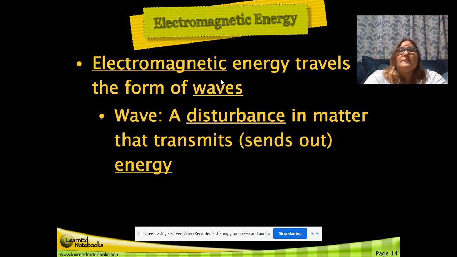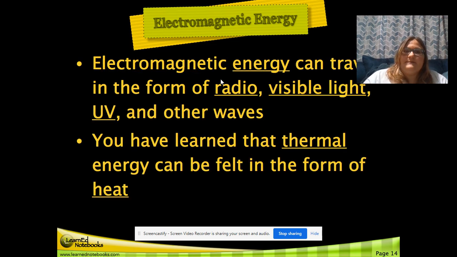A wave is a disturbance in matter that transmits, meaning sending out, energy. Remember, if I hit my desk, I'm not throwing matter everywhere. Pieces of my desk aren't flying. You're hearing it as sound because it's transmitting that energy. Electromagnetic energy can travel in the form of radio, visible light, UV, and other waves. You have learned that thermal energy can be felt in the form of heat.